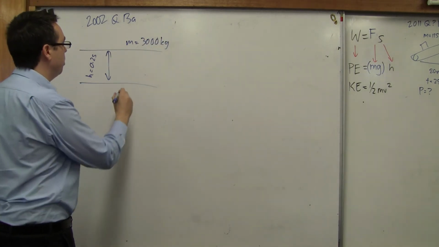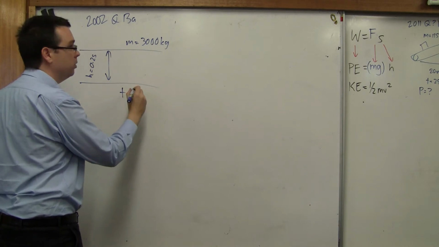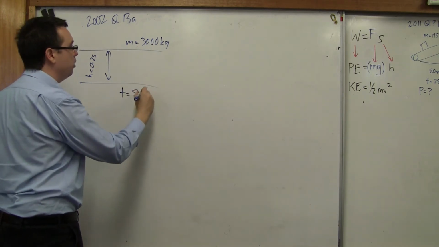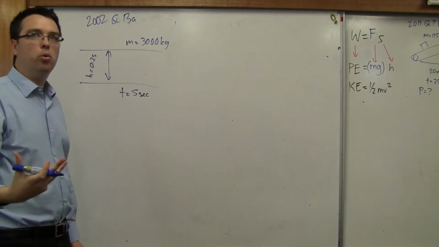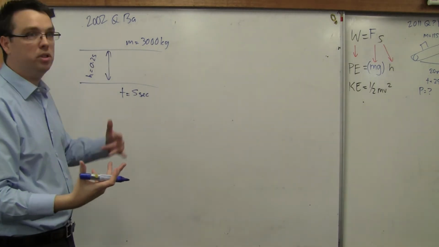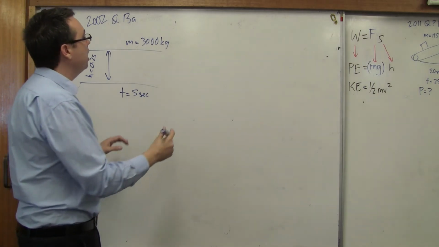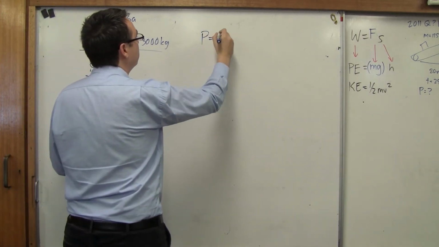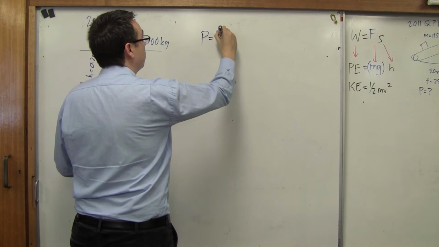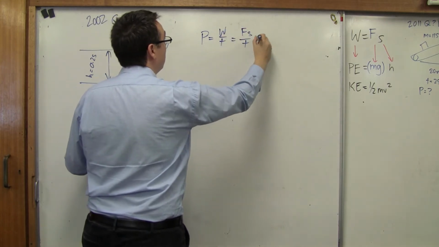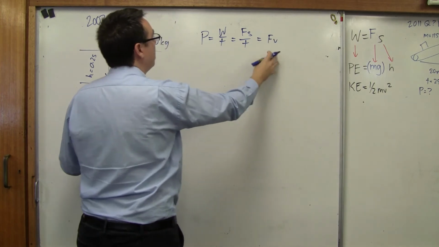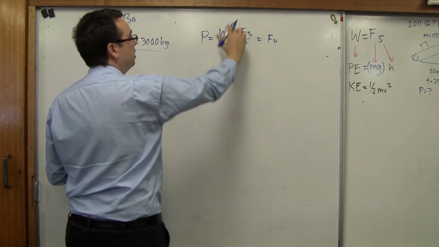And we've been told that it takes 5 seconds. Now normally the unit is s, but when I'm writing on a board it can be hard to see that that's an s, so I've written sec just to help you out there. Now the formula for power can be multiple things. It's work divided by time, which is Fs divided by time, which can also be written as Fv. Now in our case, we've been given all the details in that formula there.